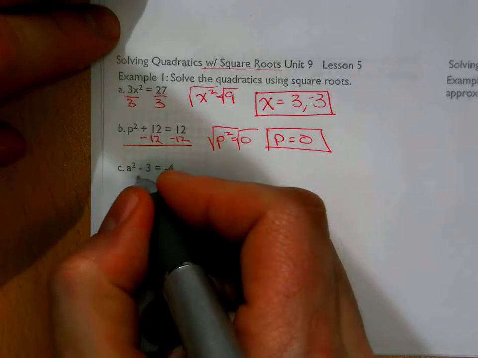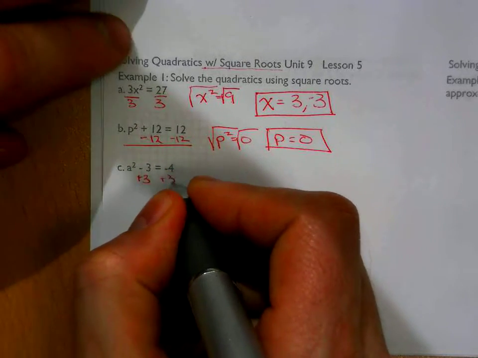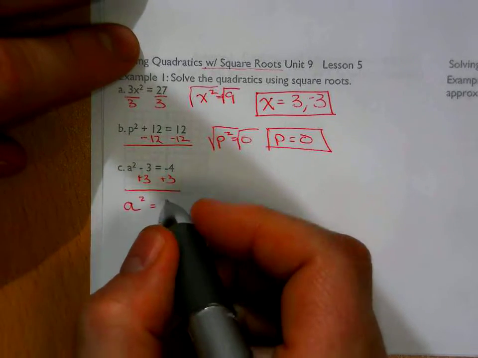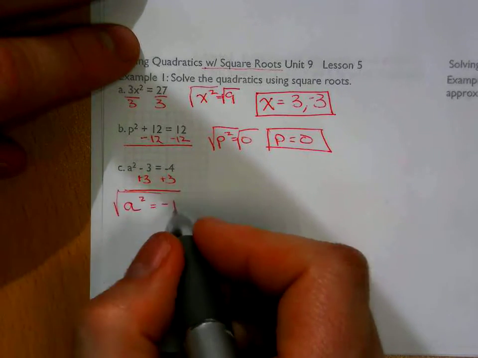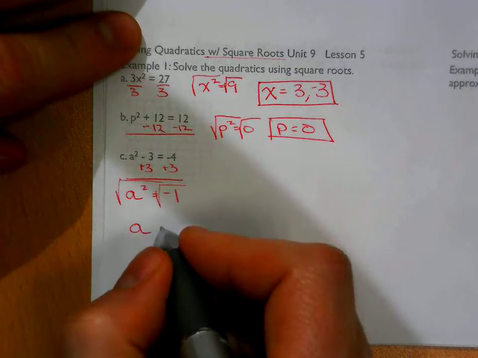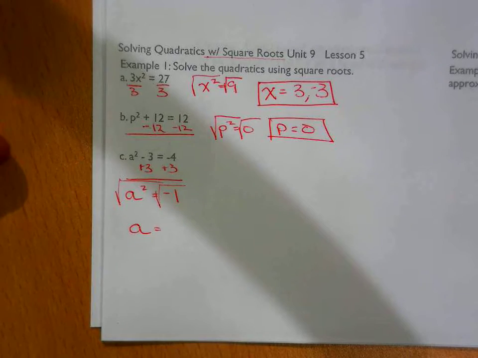Now, over here, I'm going to be adding 3 to each side, and now I get a squared equals negative 1. I take the square root of both sides, but here's the problem. What times itself equals negative 1? Nothing. At least not any real numbers. If you take a look at the magical meme of mathematics over on the wall, you will see that square root of negative 1. Just a preview.